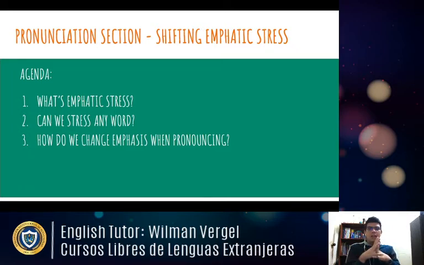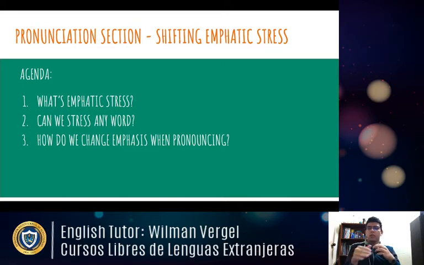Number 2, can we stress any word? You know that we have 2 kinds of words: function words and content words. Content words are the ones that contain meaning; when you close your eyes, there is a picture in your mind. Function words are grammar words; when you close your eyes and think about them, you don't have any picture in your mind.